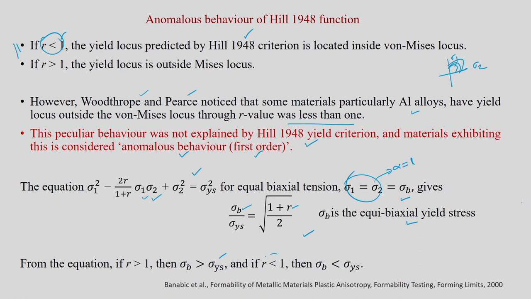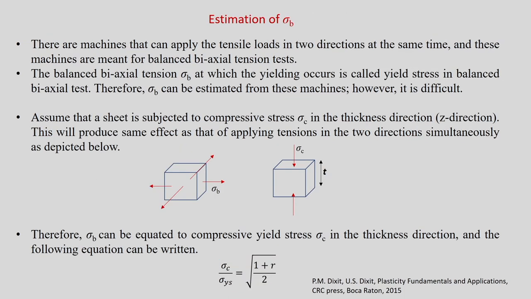Okay, but if sigma b is less than 1, this may not be satisfactory, okay, when we looked into these particular cases defined by this anomalous behavior. So this is the first anomaly that they found out.